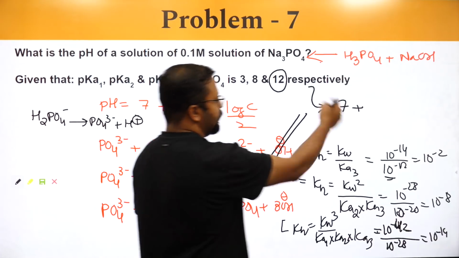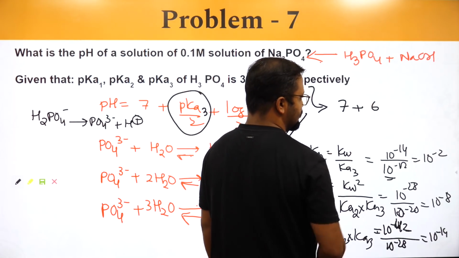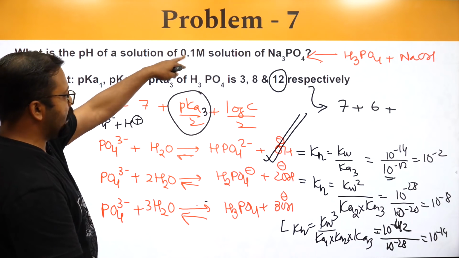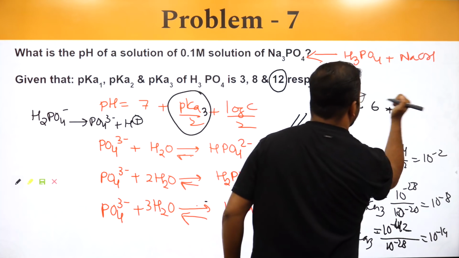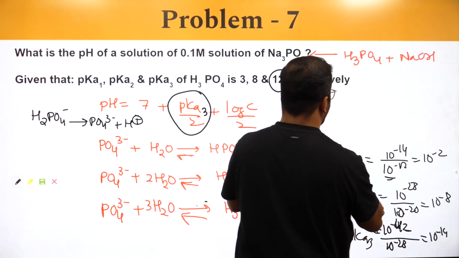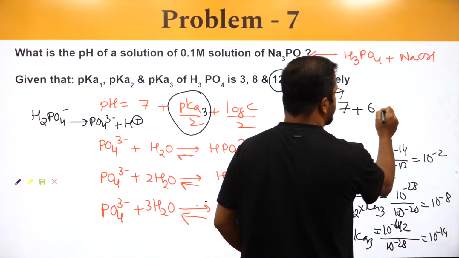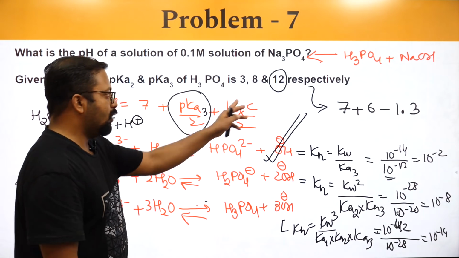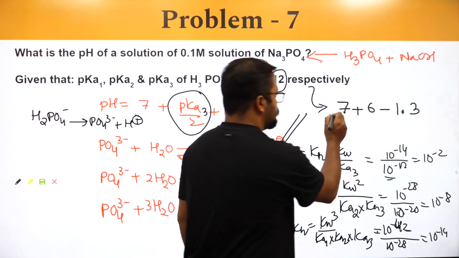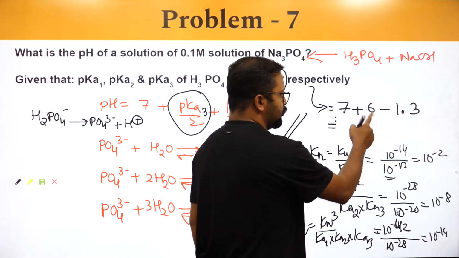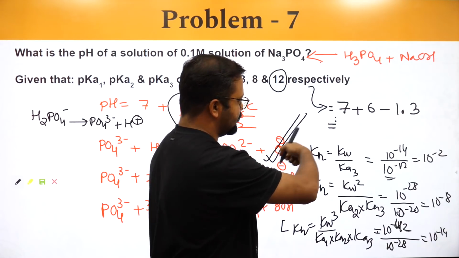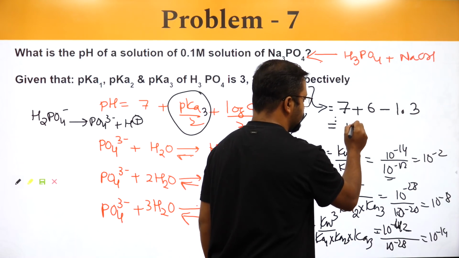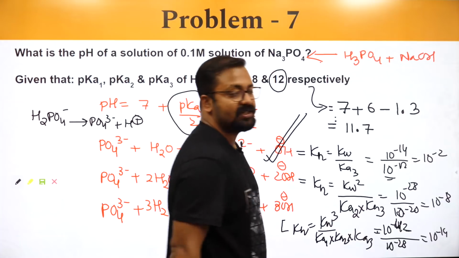KA3 is 12, pK3 is 12, so this will be 6 plus log of 0.1 by 2, that will be 7 plus 6 minus 1.3, log of 0.1 by 2, so our pH will turn out to be equal to 13 minus 1.3, that will be 11.7.